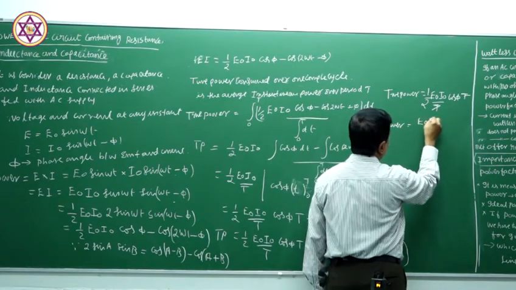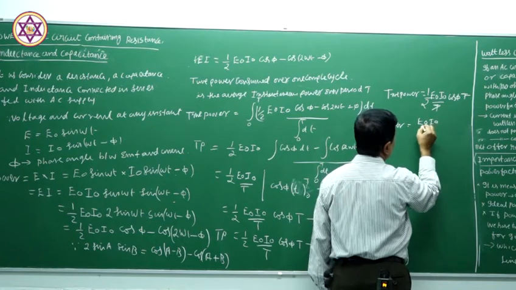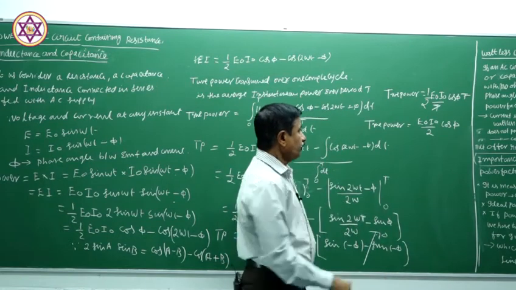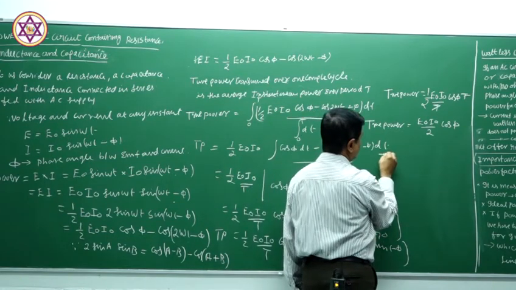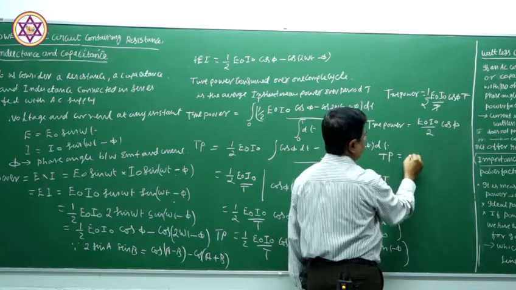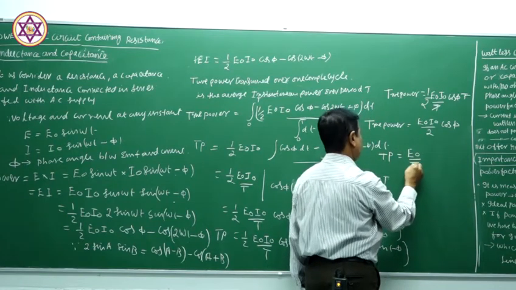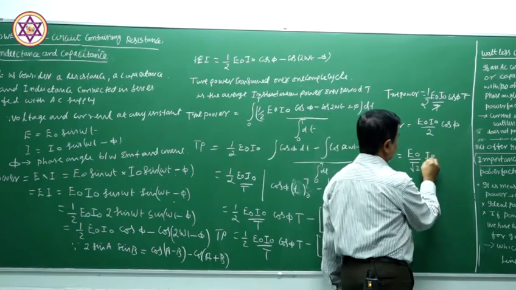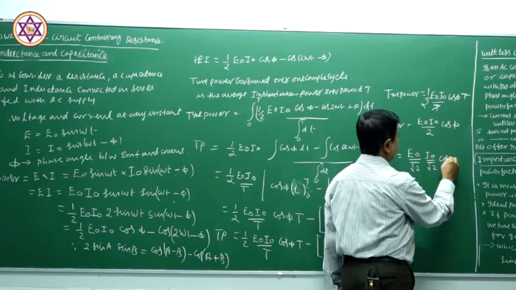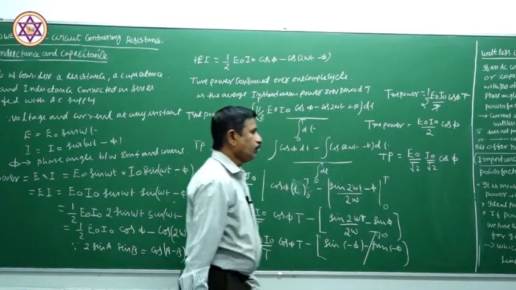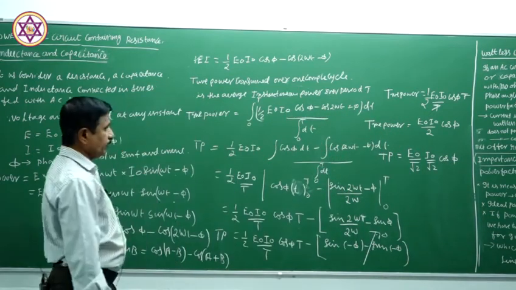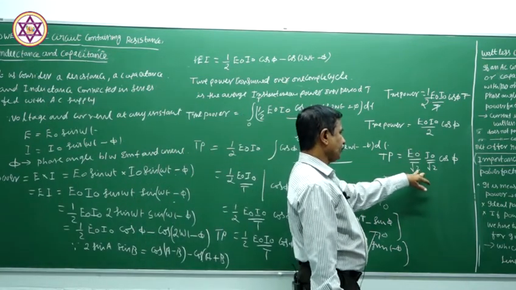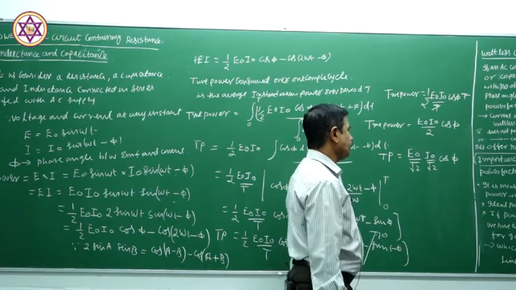E naught I naught by 2 into cos phi. So this can be written as true power is equal to E naught by root 2 and I naught by root 2 into cos phi. So what we get, true power is equal to E naught by root 2 into I naught by root 2 times the cos phi.